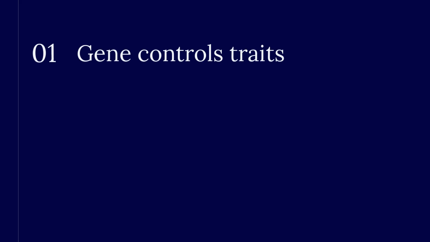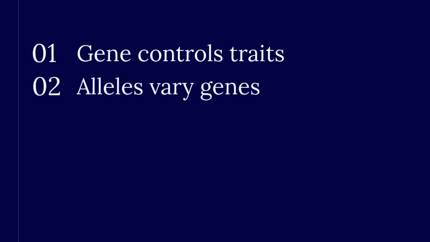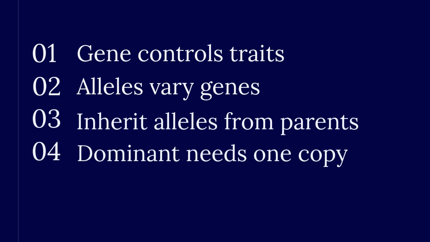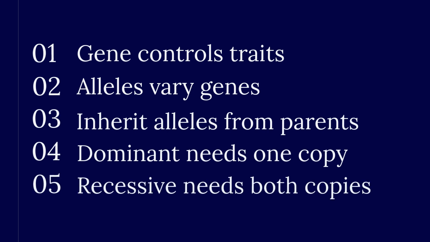A gene is a DNA section controlling traits. Each gene has versions called alleles. Individuals inherit one allele from each parent. Dominant alleles express with one copy. Recessive alleles need both copies to express.